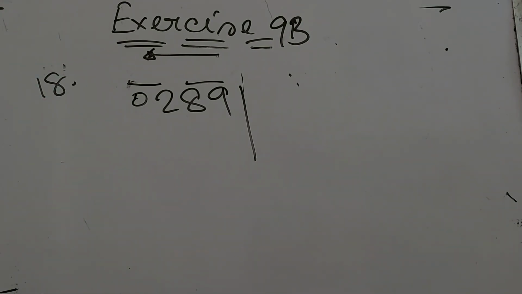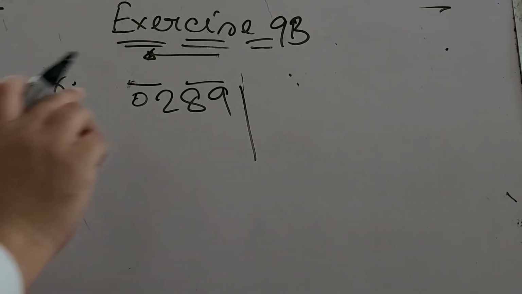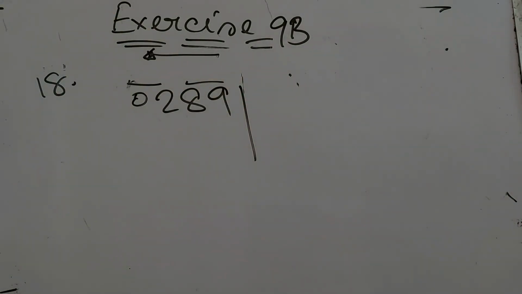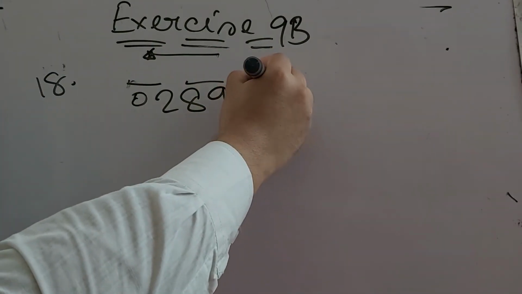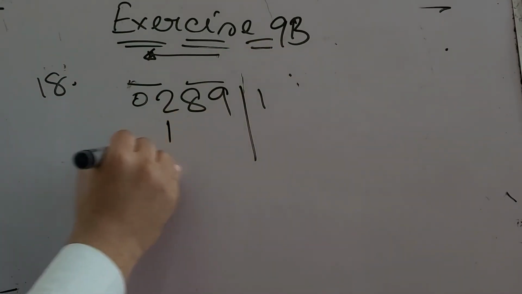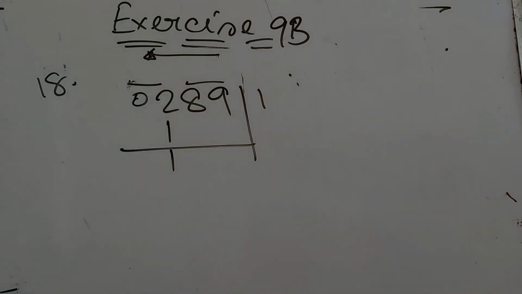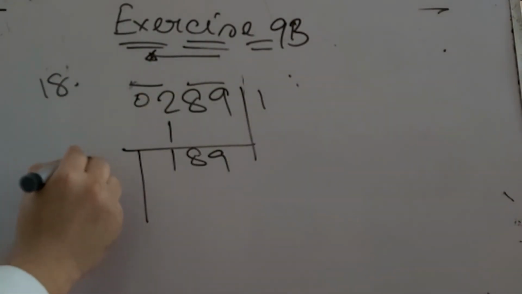So first we have to think, we know something about the square, that 1 square equals 1. Then what will be our remainder? 1. Then we have to bring down this pair all together at a time. Then what is the double of 1? Double of 1 is 2.